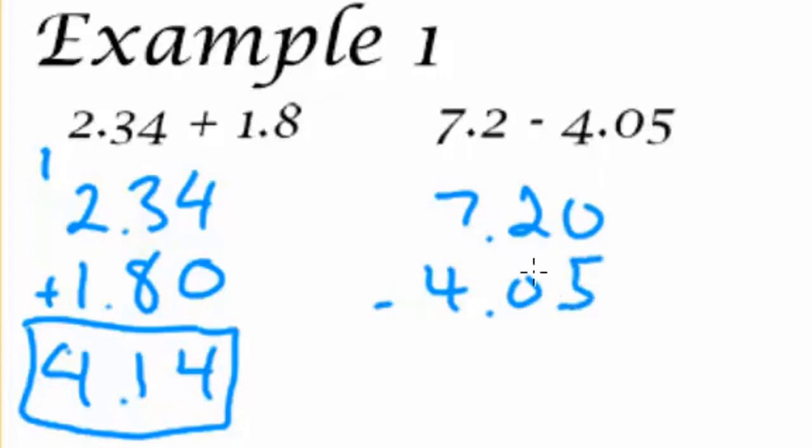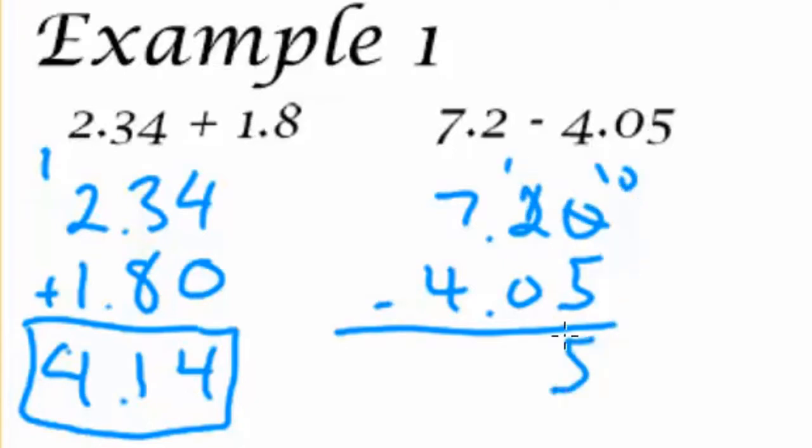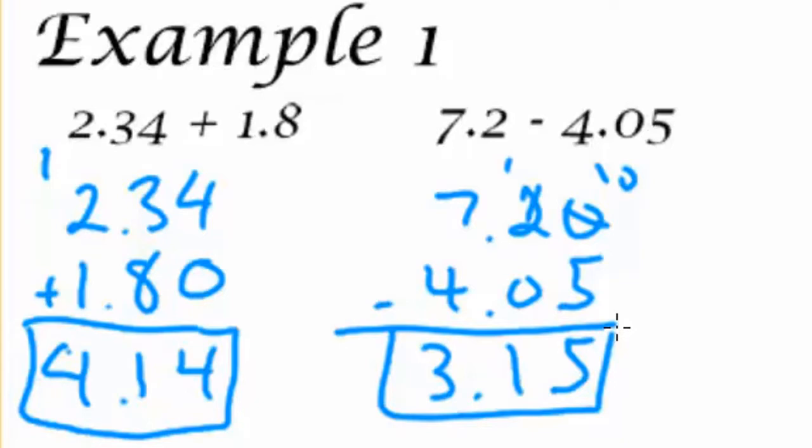7.20 minus 4.05, and I can subtract things vertically. I only will add or subtract the numbers that are vertically lined up with each other. In this case, I take 1 away from the 2, make the 0 a 10. I have 10 minus 5 is 5, a 1, and a 7 minus 4 is going to give me 3, and the final answer is 3.15.